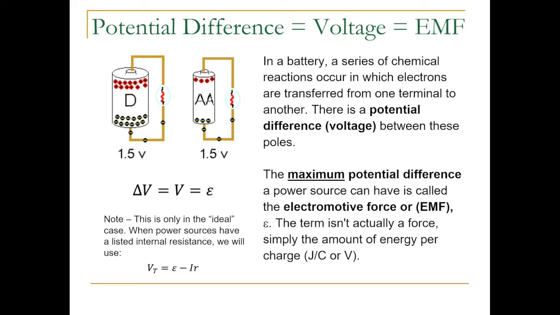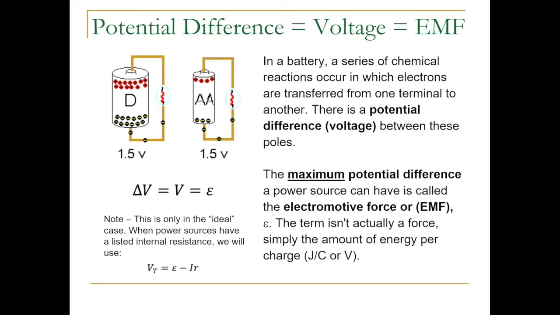So you'll also notice on a battery that there is this label of a voltage. In most cases, at least with AA and D batteries, you're going to see a 1.5 volt listing. Well, this is actually the maximum potential difference that that particular battery can have. And we give that a special name. We call that the electromotive force, or the EMF. Now, please don't be confused by the word force in this case. It's not actually a force at all. But what it means is the voltage of the battery, the ideal voltage of the battery.